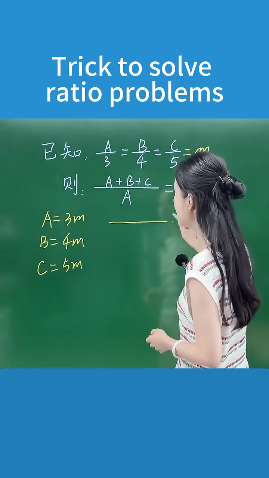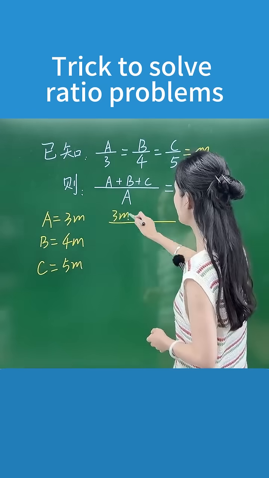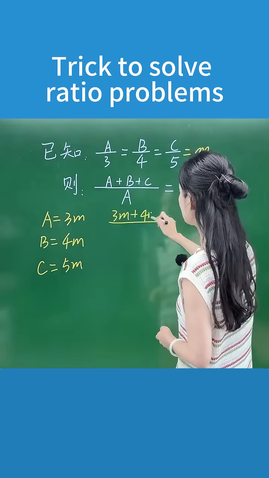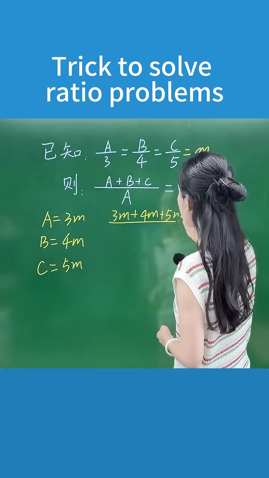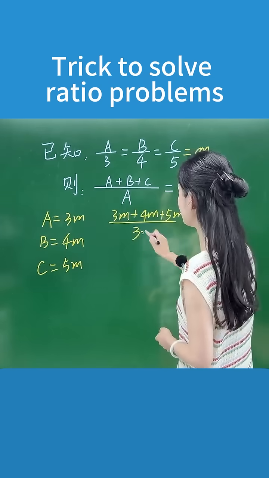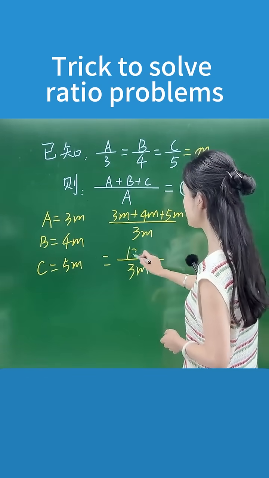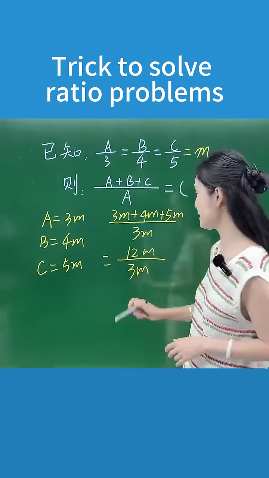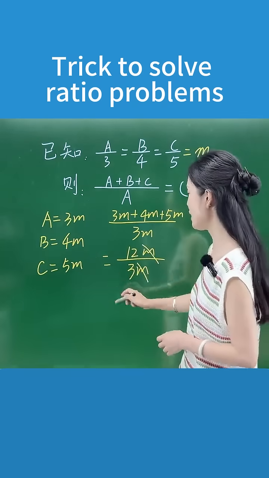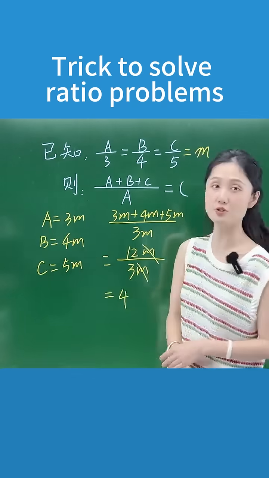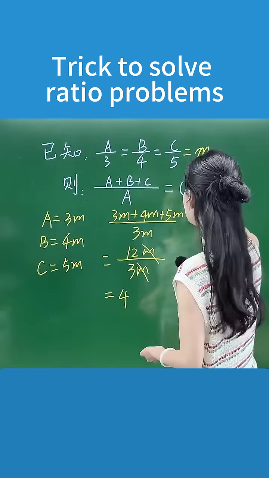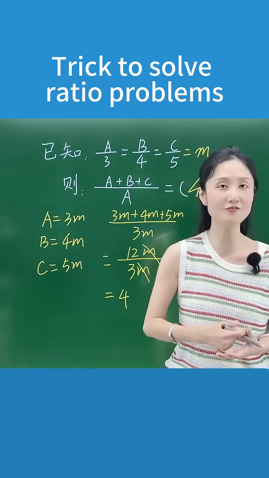With this in hand, we substitute it into this formula, okay? Our a equals 3m, then here b is 4m, and then 5m divided by a, which means divided by 3m. What do we get? The denominator is 3m, and the numerator is 12m. If you simplify it, cancel out the m's, then what is 12 divided by 3? It equals 4. There you go, right? The answer is out. It equals 4. Have you all mastered this method?